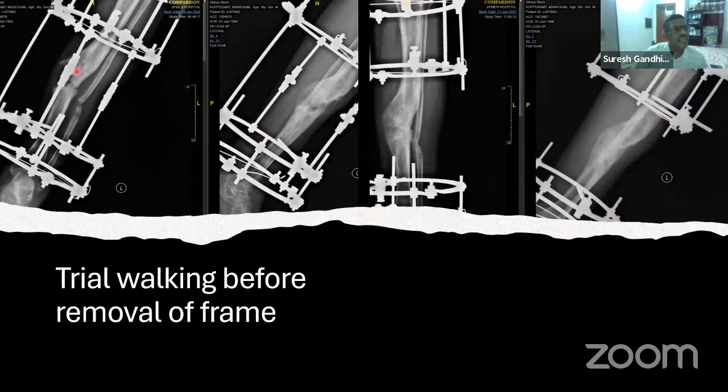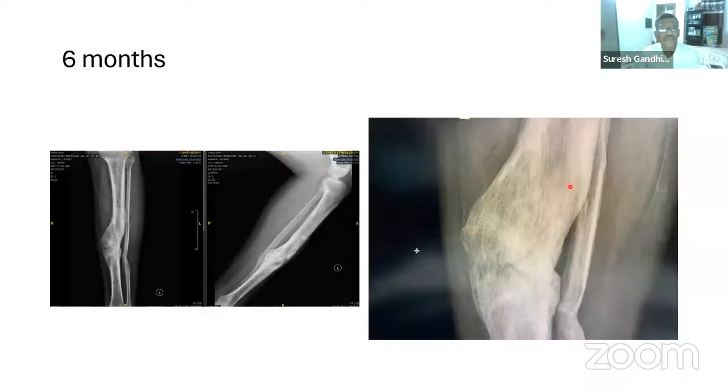And finally, this is the final correction. You can see almost anatomical correction. This is the excess callus. Before that, we did a trial walking. You can see all the rods removed in between the non-union, and I made the patient walk for maybe 1 week. I told them to remove the rod and walk for 1 week before removal.